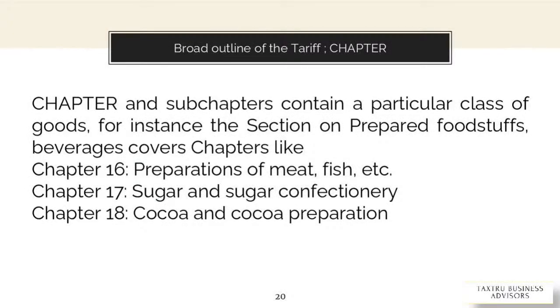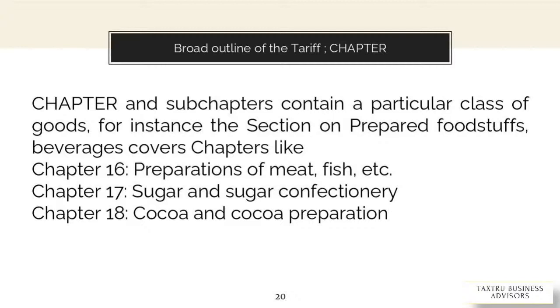Chapters and sub-chapters contain a particular class of goods. For instance, the section on prepared foodstuffs and beverages covers chapters like chapter 16, preparation of meat, fish, etc. Chapter 17 speaks about sugar and sugar confectionery. Chapter 18 is cocoa and cocoa preparations. So it's just like reading a book.